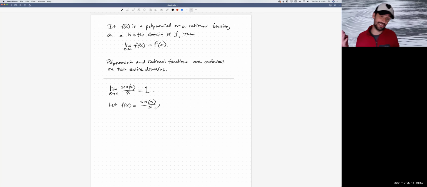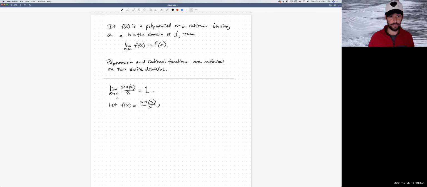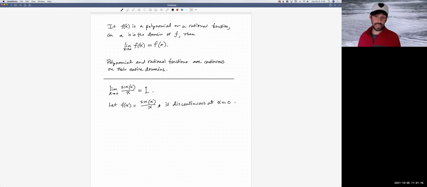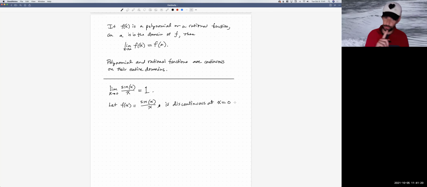notice this function is not defined at 0. So it fails to be continuous. So it is discontinuous at x equals 0. It's not defined there. It can't be continuous. But it's discontinuous in a particular way.